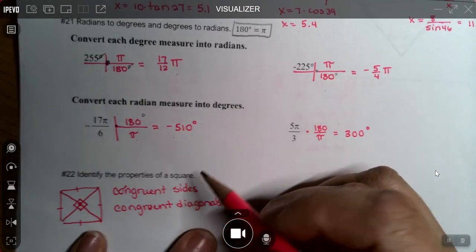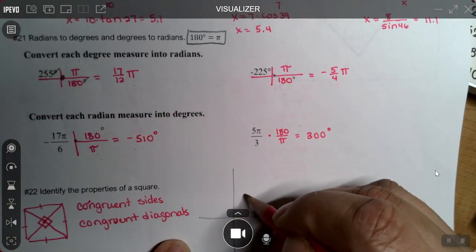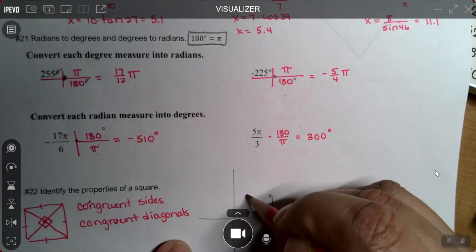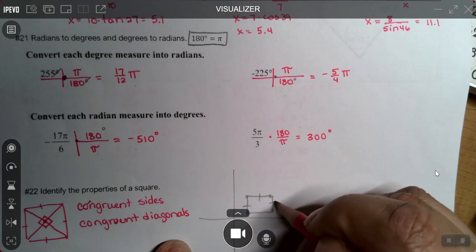What do we know about the properties of a square? When you graph a square, this distance, that distance, this distance, and this distance should all be the same.